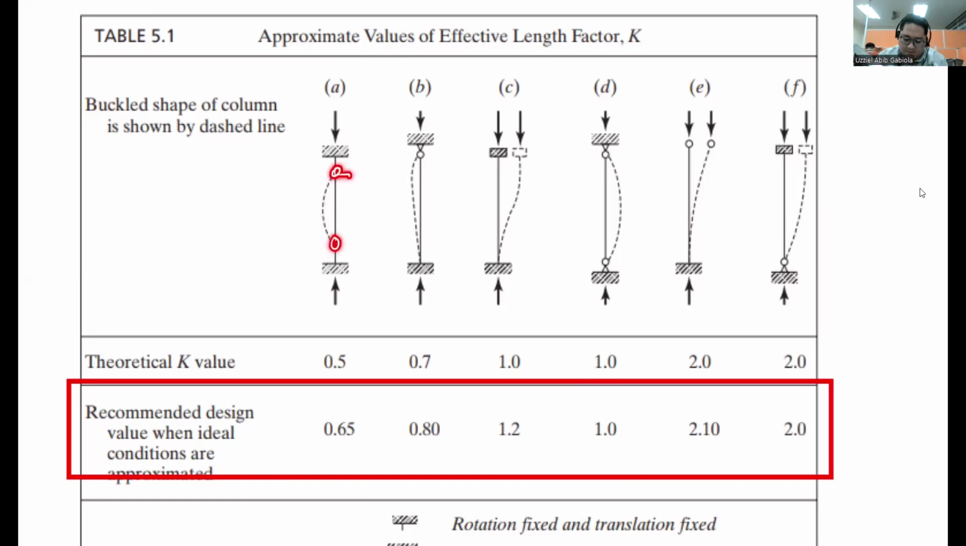Ang sabi ni code, that is just half nung original na bending natin. Kaya sabi niya, 0.5 lang gamitin natin theoretically, pero sa recommended na design, 0.65. So may adjustment tayo to account any uncertainties dun sa material natin. Okay? And ganun din dun sa iba, no?